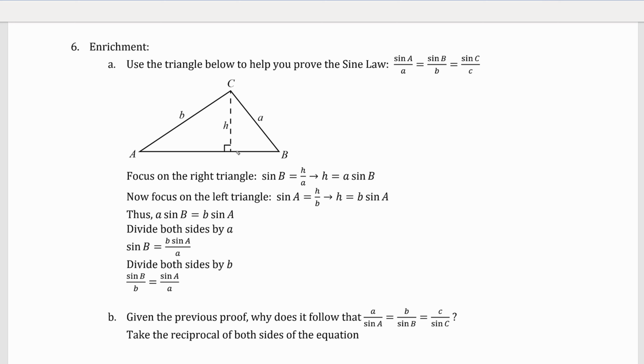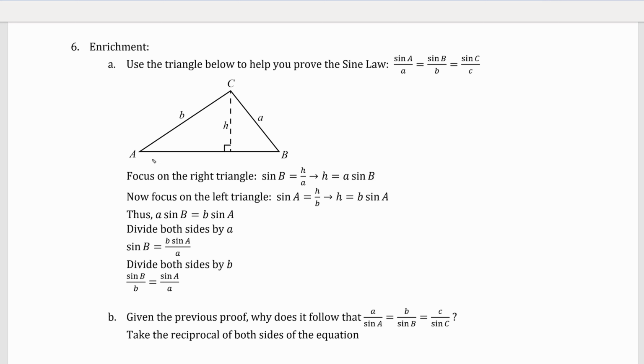Focusing on the right triangle, we see that sine B is opposite over hypotenuse, h over a. Multiplying both sides by a, we get h equals a times sine B. So we have h. Now let's focus on the left triangle. We have this right triangle here.